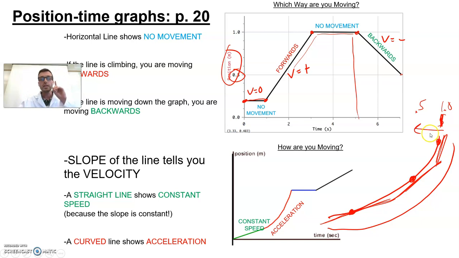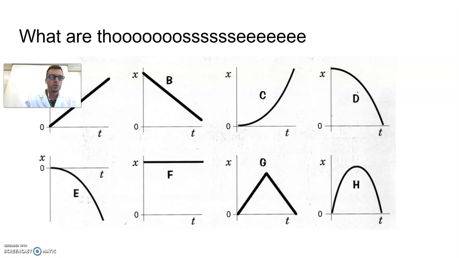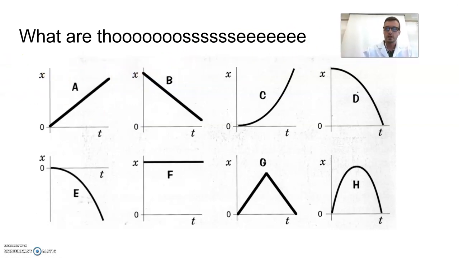So a straight line on a position time graph means you have constant velocity, either positive, negative, or 0. And if it's a curvy line, it means we are experiencing acceleration. All right, so that's the overview for position time graphs. Now, let's go ahead and do a quick recap. What would these mean? All right, after I do each one, hit pause, think about it, and then unpause and see what it is.